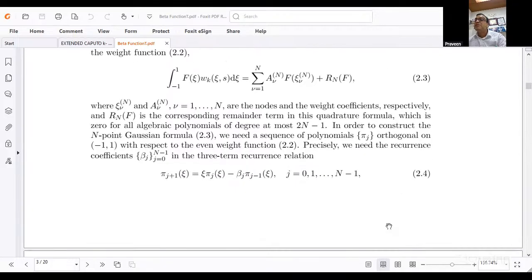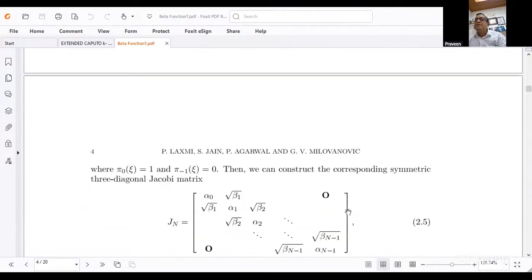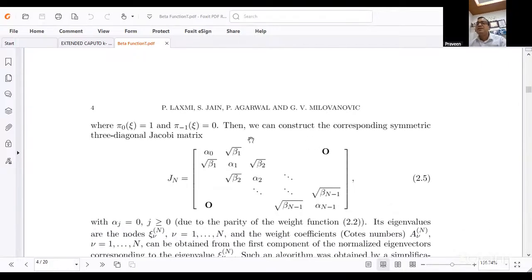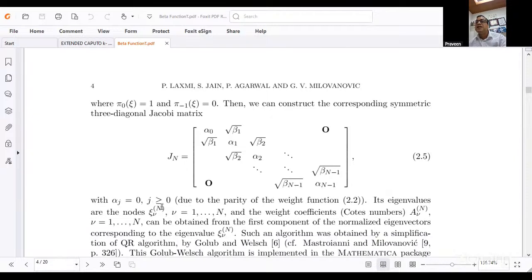which is given by the equation number 2.4. Pi j plus 1 zeta equal to zeta pi j zeta minus beta j pi j minus 1 zeta, j equal to 0, 1 to n minus 1, where pi 0 zeta equal to 1 and pi minus 1 zeta equal to 0. Then we construct the corresponding symmetric tridiagonal Jacobi matrix, which is given by the equation number 2.5. So this is the beauty of this particular analysis, where alpha j equal to 0 for j greater than or equal to 0 due to the parity of the weight function 2.2.